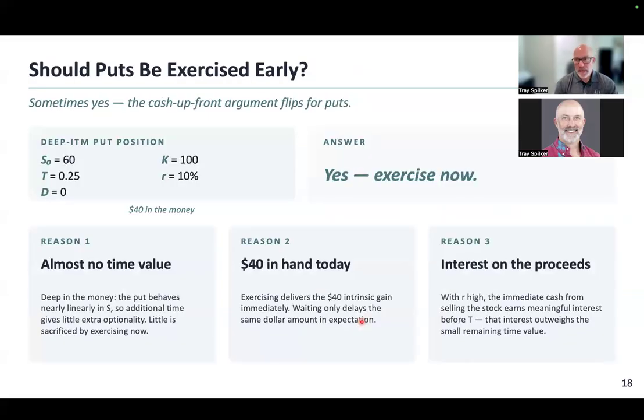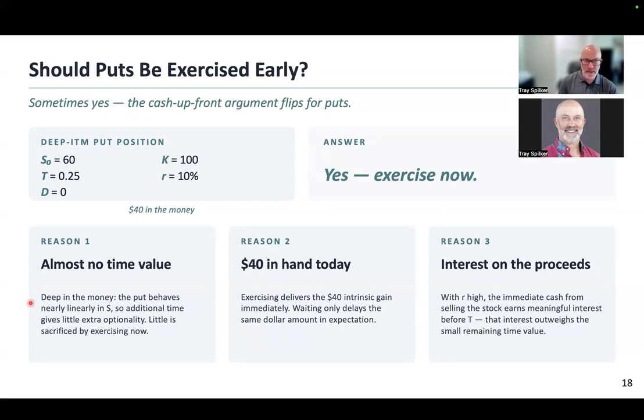What about puts? Should they be exercised early? Sometimes, yes. Here's an example to prove this. The share price is at $60 relative to the strike price of 100, so it's $40 in the money. Again, 3 months to maturity, same interest rate, no dividend. Should we exercise now? The answer is yes. A couple of reasons. Number one, it has almost no time value. It's 3 months to maturity, which is not a lot of time. It's deep in the money, so the put behaves a lot like the underlying share price. While the additional time does give extra optionality, there's very little sacrificed by exercising it now.